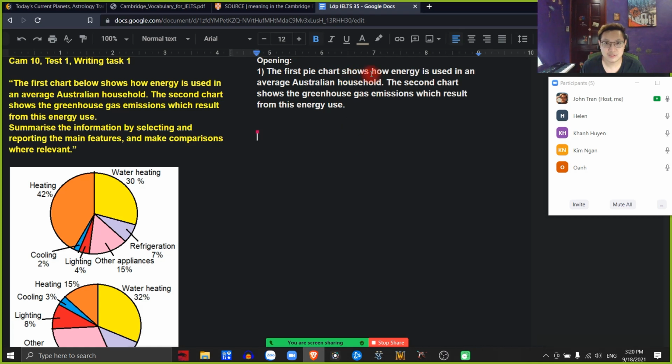The first pie chart you can keep show, no problem. You do not need to change everything, remember. Do not need to paraphrase everything, just 2 or 3 words, it's okay. Chỉ cần thay đổi 2-3 chữ thôi, không có cần phải thay đổi nhiều đâu. Shows how energy is used. I could just say the energy consumption. Yes, or energy use. In an average Australian household.